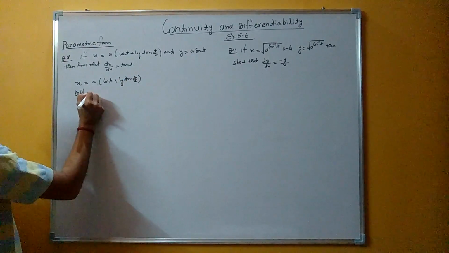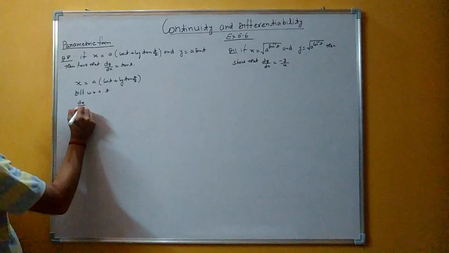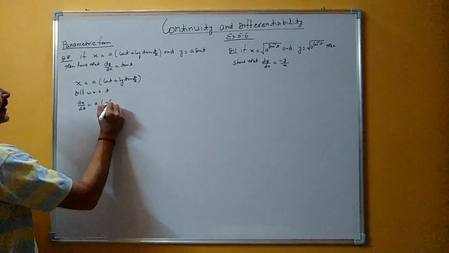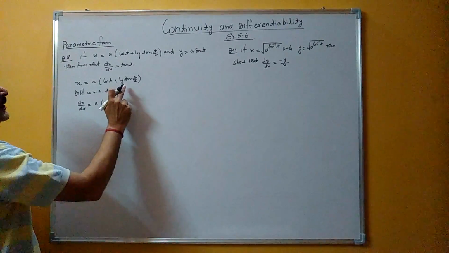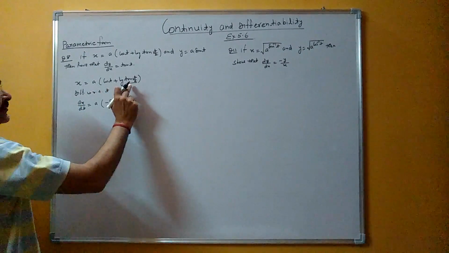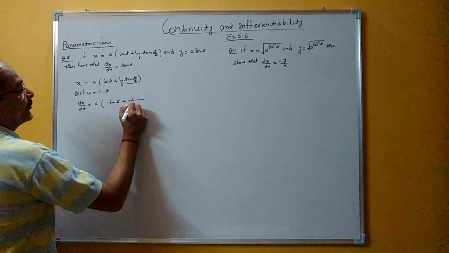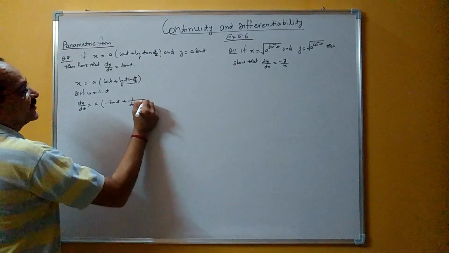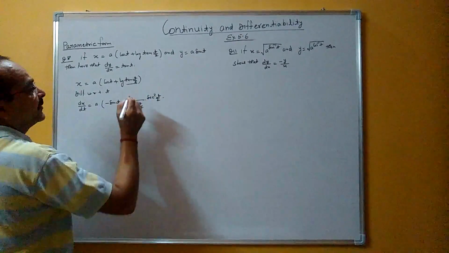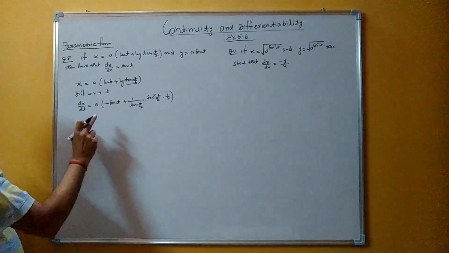Differentiate with respect to t. So dx by dt: a is a constant, the differentiation of cos t is minus sin t, and by the chain rule, first differentiate log x, that is 1 upon tan t by 2, into the differentiation of tan t by 2, that is sec square t by 2, and the differentiation of t by 2 is half. So differentiation with respect to t is complete.